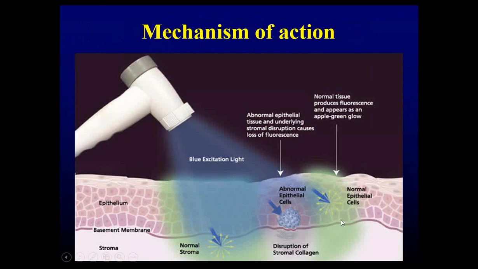the normal mucosa with the normal distribution of biofluorophores would become fluorescent and emits a bright apple green fluorescence light, whereas in the presence of any pathology or cancer process, there is disruption in the distribution of these biofluorophores, and as a result, these biofluorophores do not get excited or become fluorescent, and in that area there is loss of fluorescence, and that area becomes darker in comparison to the normal apple green fluorescent area, which is normal.